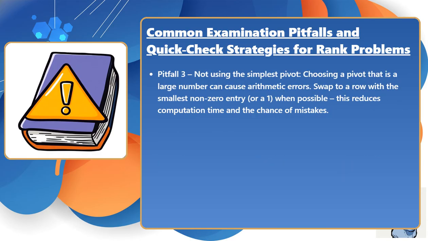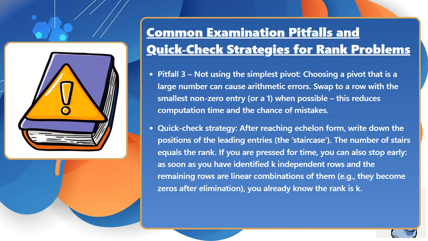Pitfall 3. Not using the simplest pivot. Choosing a pivot that is a large number can cause arithmetic errors. Swap to a row with the smallest non-zero entry, or a 1. When possible, this reduces computation time and the chance of mistakes. Quick check strategy: after reaching echelon form, write down the positions of the leading entries, the staircase. The number of stairs equals the rank.